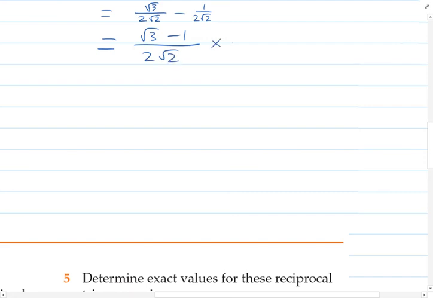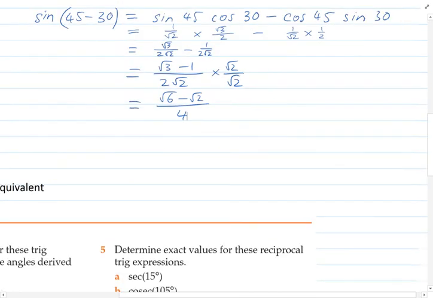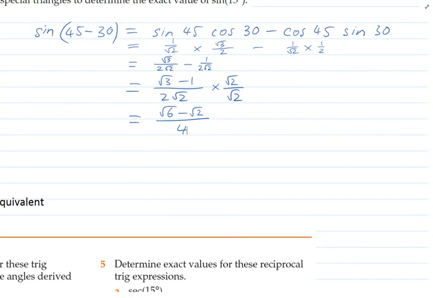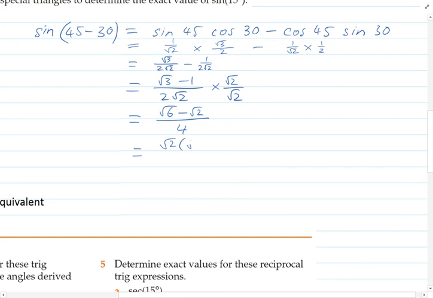So let's rationalise the denominator, times top and bottom by root 2. And so that will be root 6 minus root 2 all over 4. Okay, and that's how we can write that as an exact value. Just looking at this fraction, we could possibly also write it as root 2 times root 3 minus 1 over 4, and that would be acceptable as well.